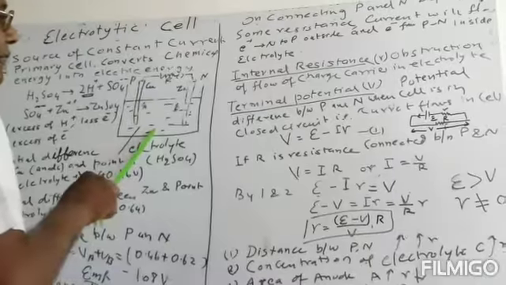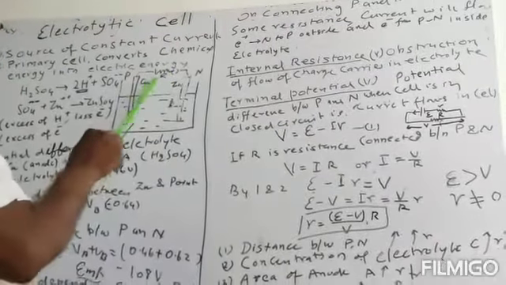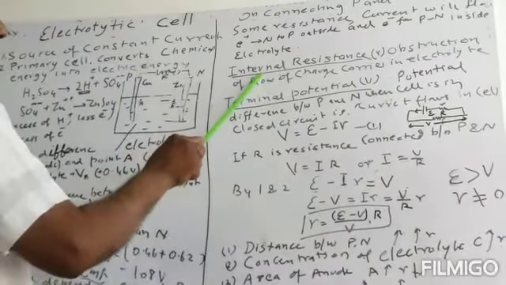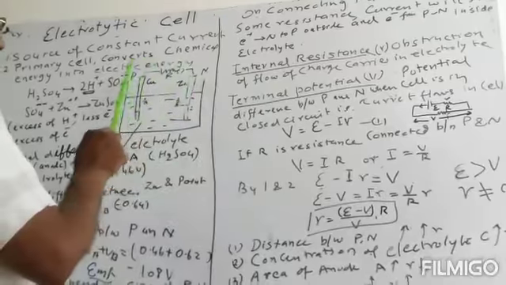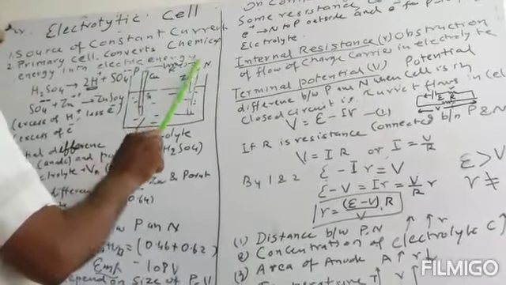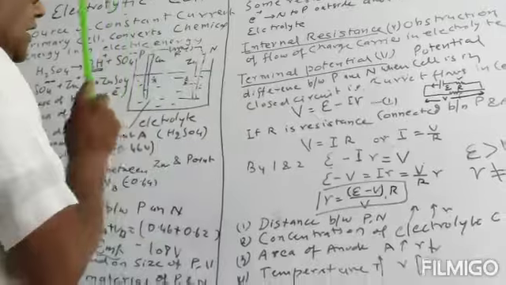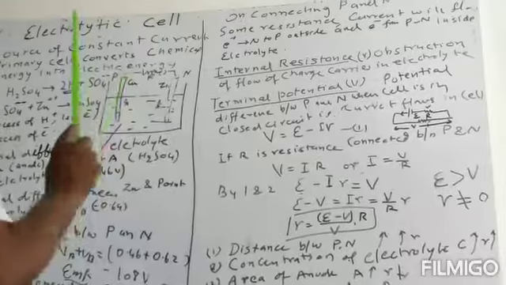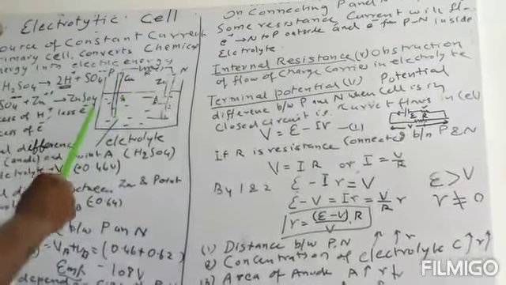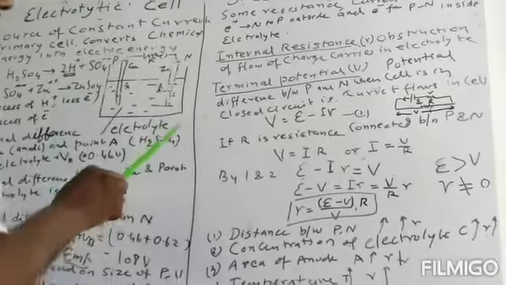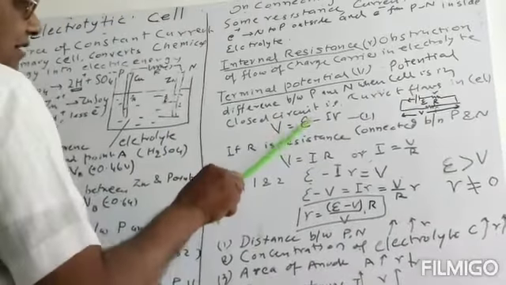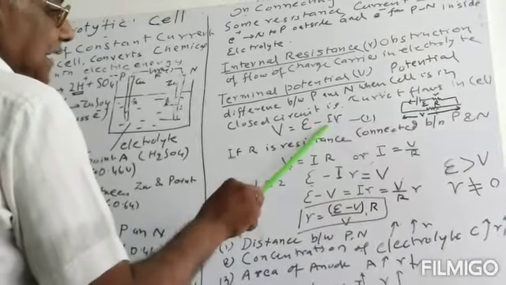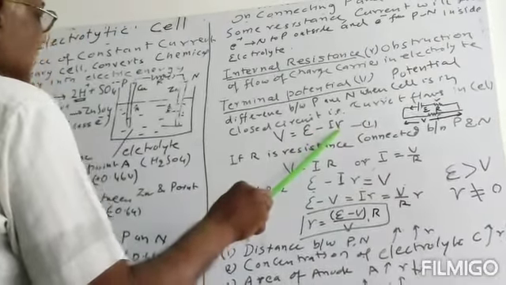That fall of potential depends upon the current, and it will be equal to small i, the current passing through, into the internal resistance. So the potential difference between the positive and negative is the terminal potential, and it is naturally less than the EMF. The terminal potential V will be equal to E minus I into r, where I is the current and r is the internal resistance of the cell.